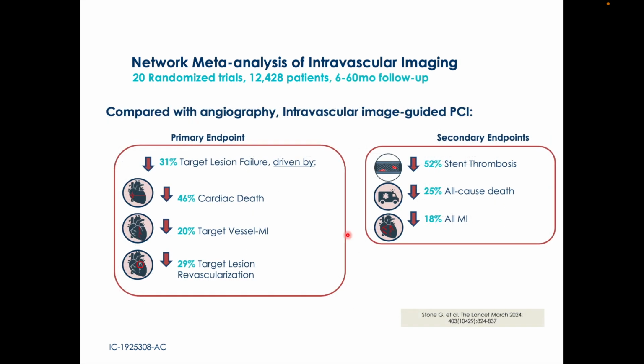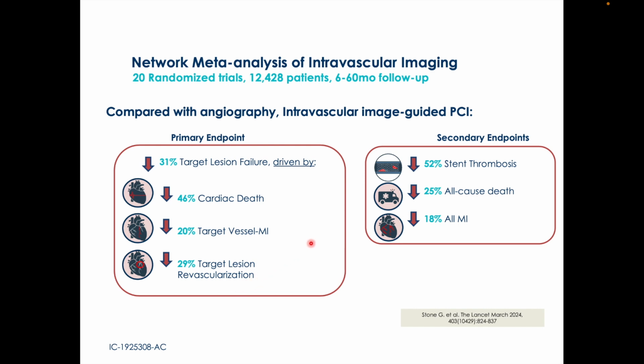So, compared with angiography in this meta-analysis, for IVUS-guided PCI the primary endpoint, target lesion failure, had a 31% reduction in the IVUS-guided arm. This was mainly driven by a 46% reduction in cardiac death, a 20% reduction in target vessel MI, and a 29% reduction in target lesion revascularization.